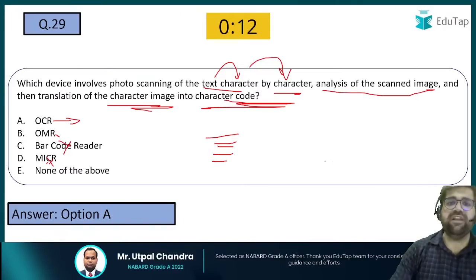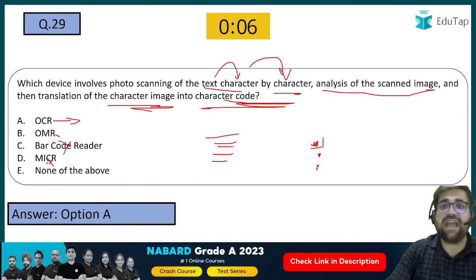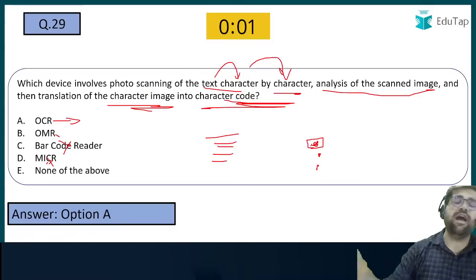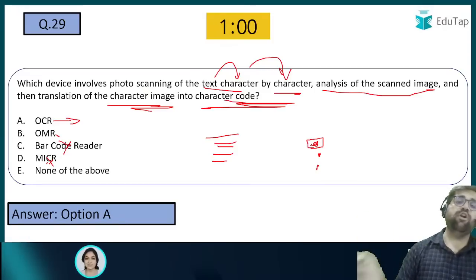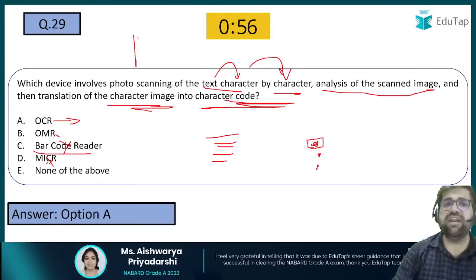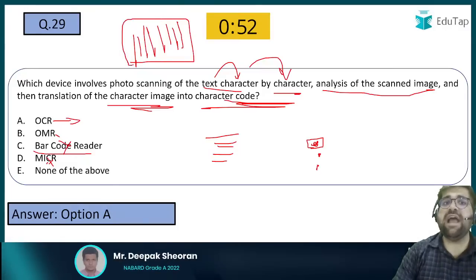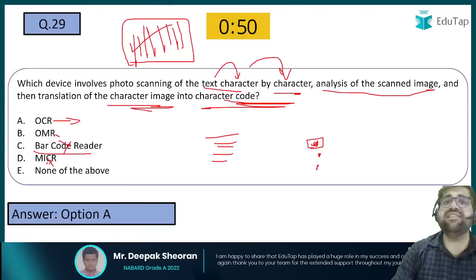So for example, if we remember, we used to fill that particular OMR sheet for different exams. So here the computer is not analyzing any character. It is analyzing the mark which you have made on your OMR sheet. Barcode reader is completely different. Under barcode reader you will have different swipes, right? And the barcode reader will analyze the product by analyzing these swipes.